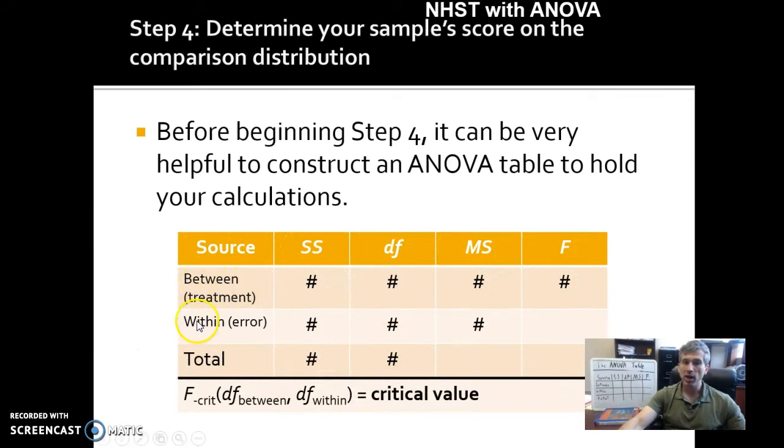We have between and within as our rows. They're sometimes called treatment and error. We have another row for the total. Sometimes some people will put the critical value from step 3 down here with your degrees of freedom. But notice our columns here.